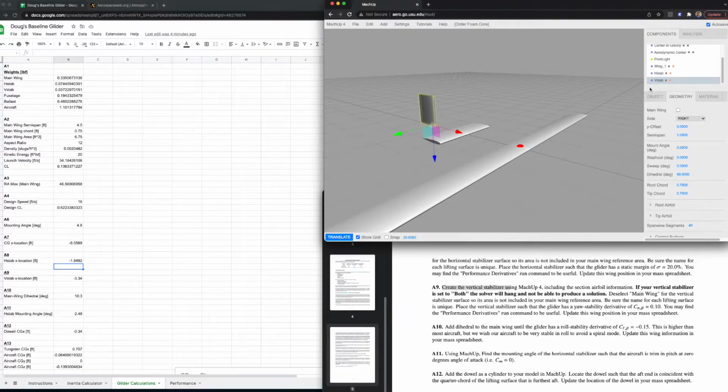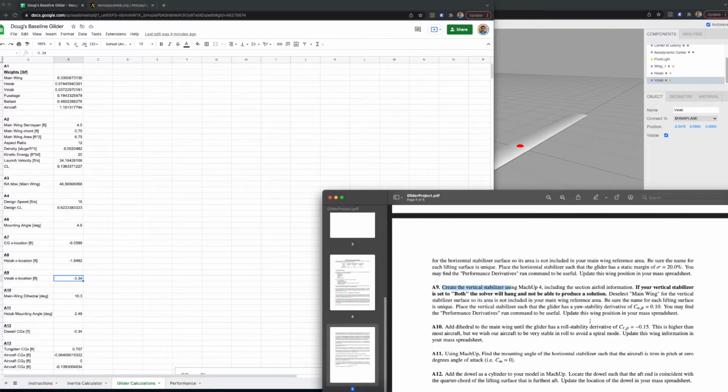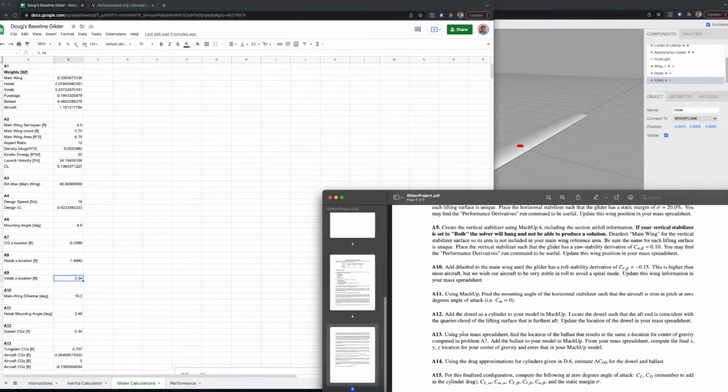So let's go back to components and find out where that main wing is. It's at minus 3.3415. Okay, so about the same as what I had before. Minus 3.34 is the vertical stab X location. Okay, so that's A9. So A10 says add dihedral to the main wing until the glider has a roll stability derivative of CL beta of minus 0.15. Okay, this is higher than most aircraft, but we wish our aircraft to be very stable in roll to avoid a spiral mode. Update the wing information in your mass spreadsheet.